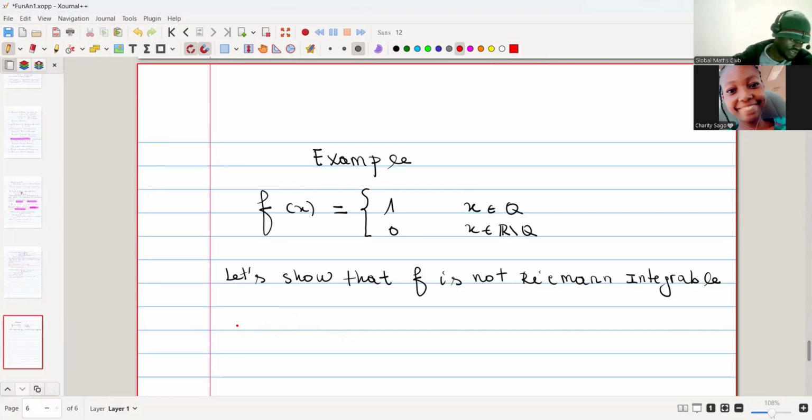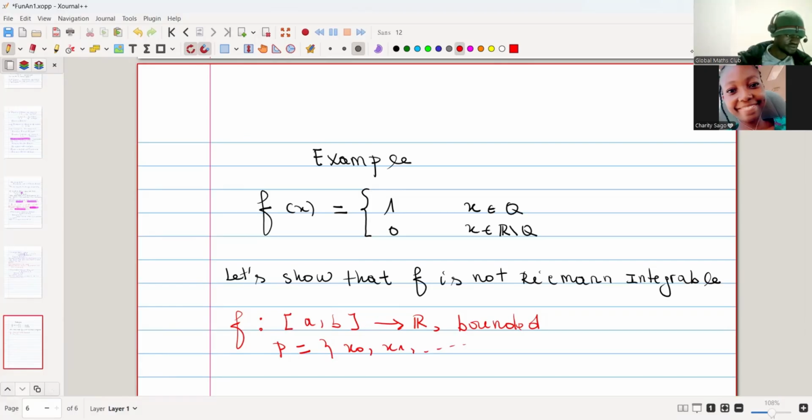If you have a function f from [a, b] to R, bounded, and you have P, a partition of [a, b], so x0, x1 up to xn, this is just a partition of the interval [a, b].